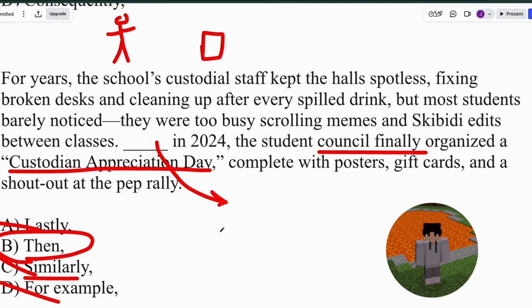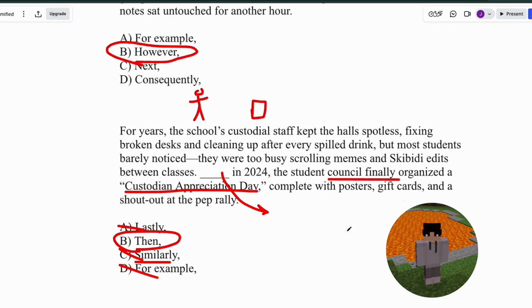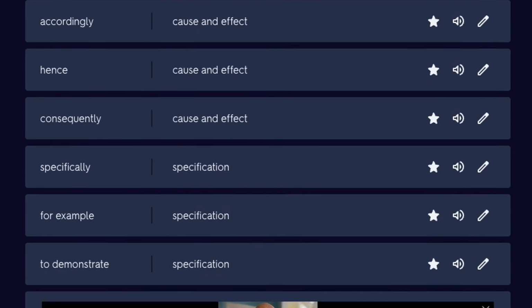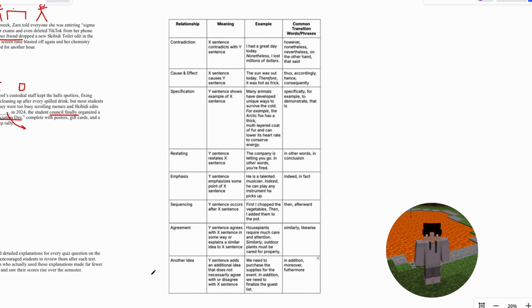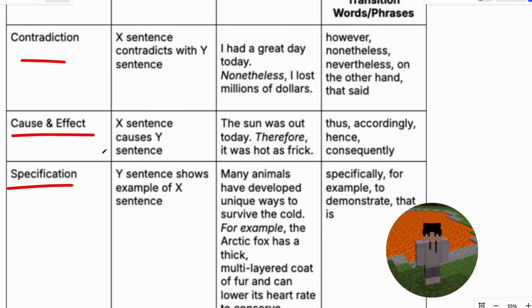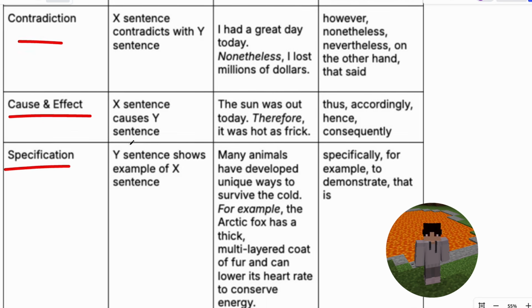But now if you're visualizing and predicting, the other big thing that can mess up your ability to get these questions right is not knowing what the transition words mean in the first place. So I have this chart here that basically shows all the different categories that transition words can fall into. I have a Quizlet in the description of this video that can test you on the different stuff in this chart, but you can just take a brief look at it for now. The main things you need to focus on are the contradiction ones, the cause and effect ones, and the specification ones. I find these to be the most understandable ones out of these words.